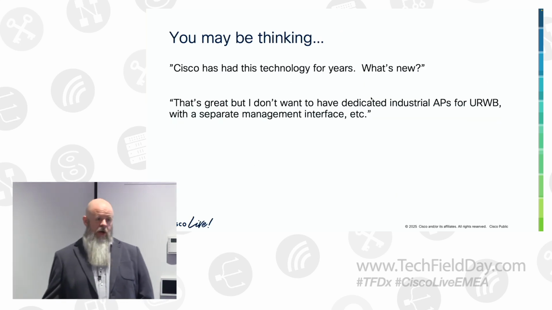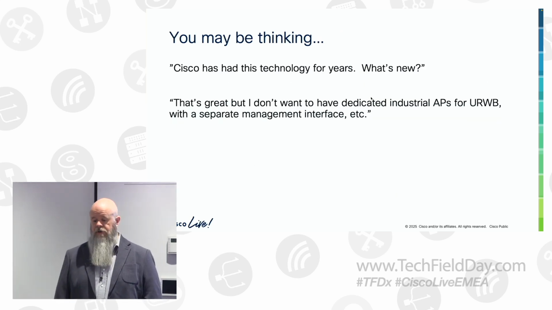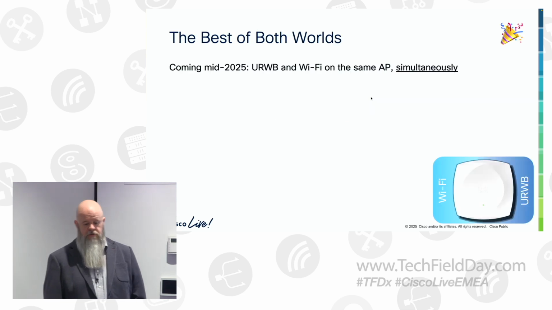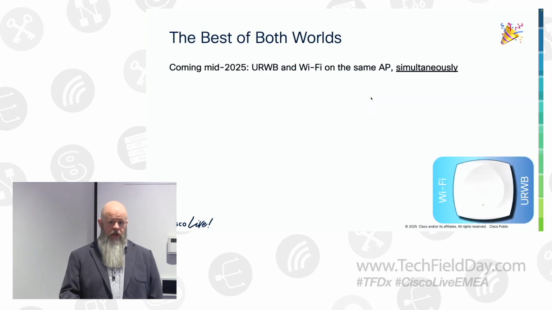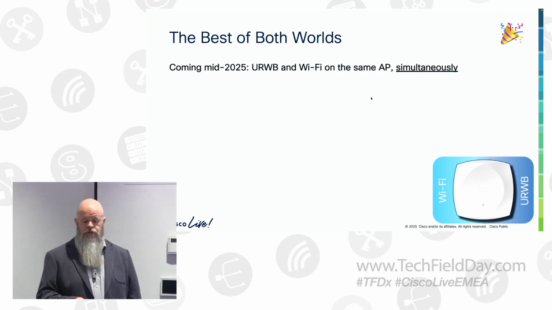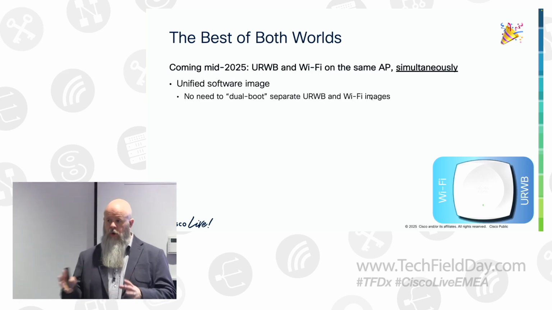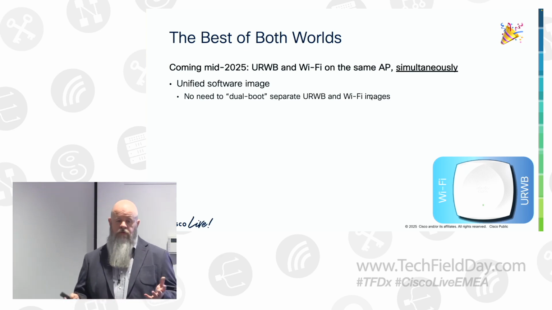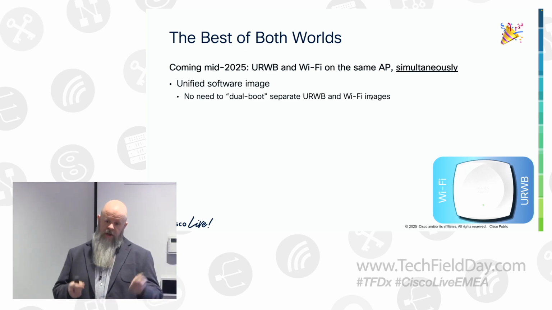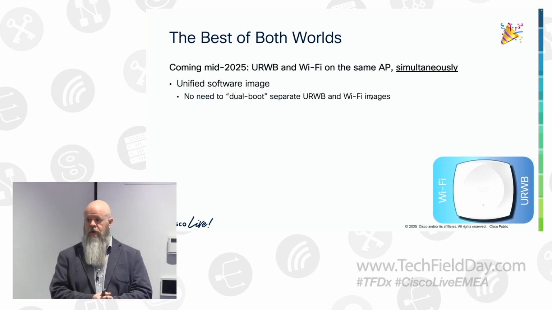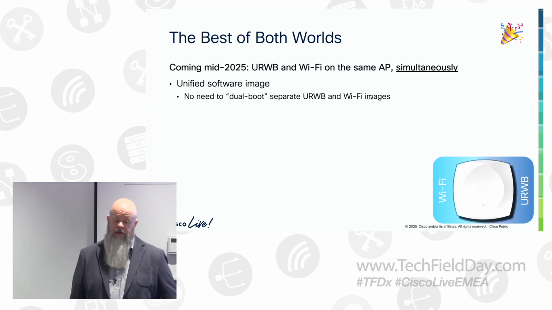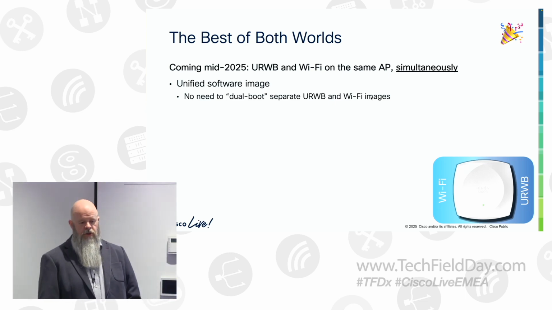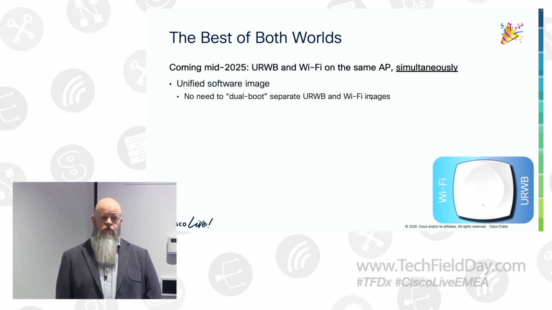And you're probably thinking, why are we talking about this if we've been doing it for 5 years? And the reason is because we now offer it integrated into our APs at the same time as Wi-Fi. So you can choose one radio and put it in URWB mode and have the rest of them doing Wi-Fi. So if you have a dual 5 gig AP, put one of the 5 gigs in URWB, one of the 5 in Wi-Fi, and you lose nothing on the Wi-Fi side. You don't need to dual boot. It's the same image for both.